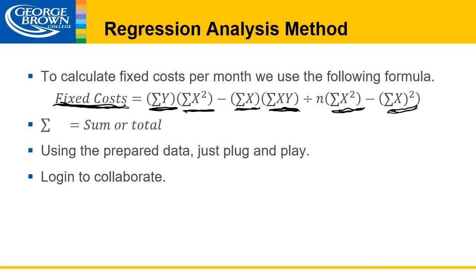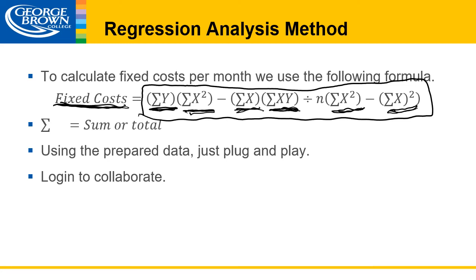So I'm going to show you an easy way, using the data set and a few other columns, to calculate this in a bit of an easier way. What we're going to do is create columns or rows for the sum of y, the sum of x squared, the sum of x, the sum of xy, and so on and so forth. And then using Excel, input this equation into a cell using the data that we just created, and we will arrive at our fixed costs. Please look to the next slide for an example of this.